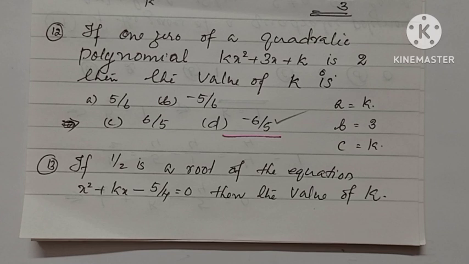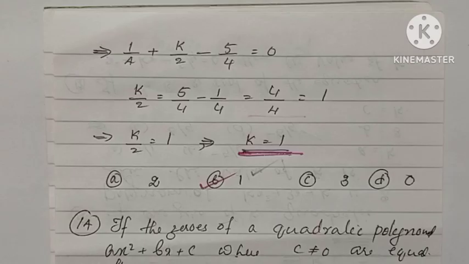Question number 13. If 1 by 2 is a root of the equation x squared plus kx minus 5 by 4 is equal to 0, then the value of k? Here, one root is given as 1 by 2. Therefore, we can substitute the value x is equal to 1 by 2 in the given equation, and we will get the value of k. So, the value of k is equal to 1.